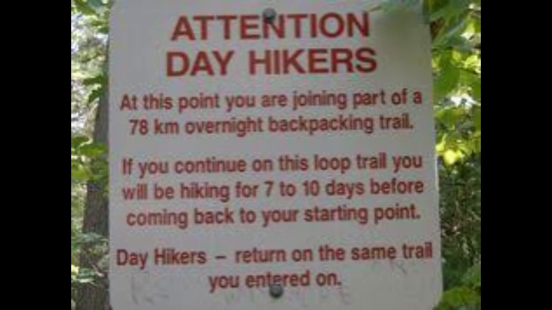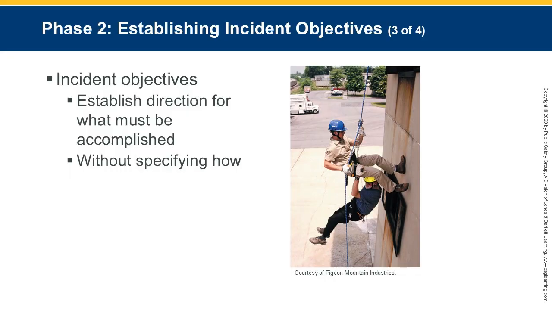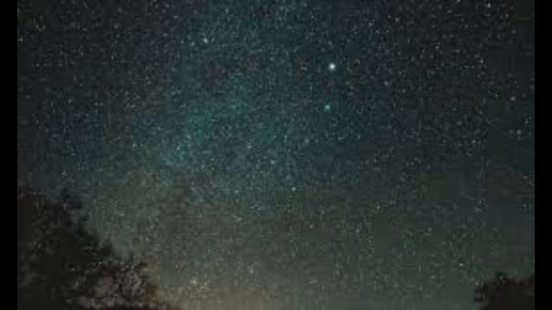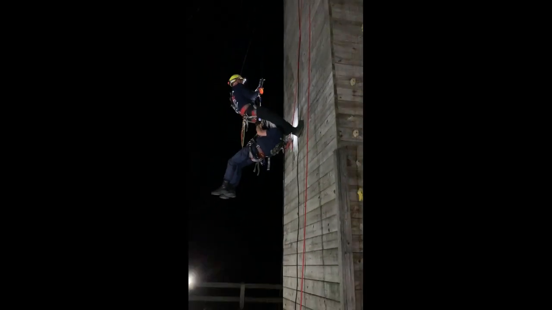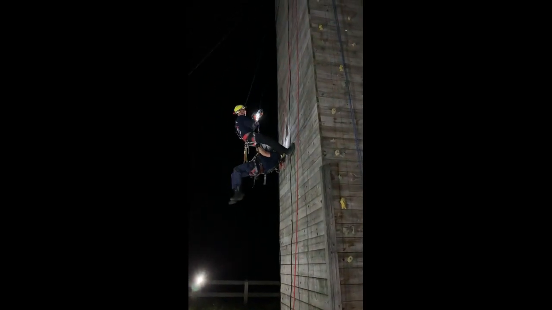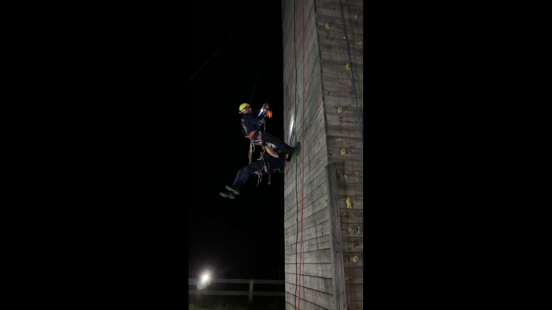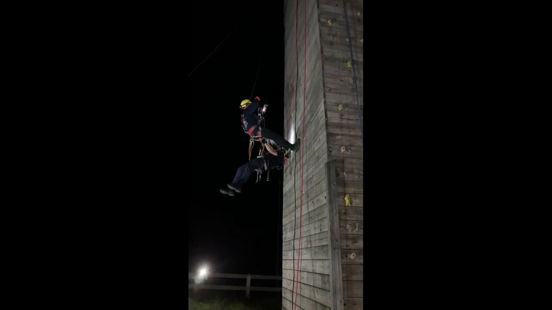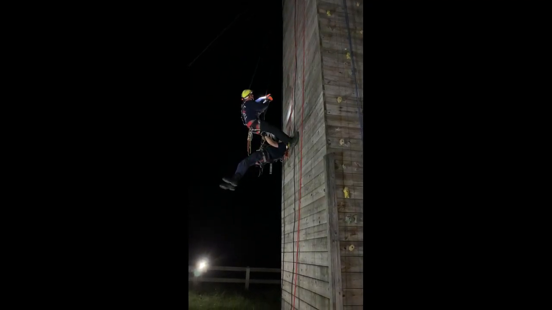Set the direction. Objectives tell your team what needs to be accomplished. They don't prescribe exactly how to do it. That comes later in your tactics. Think of objectives as a North Star guiding your actions. Big picture perspective. When objectives are clear, everyone on the team can see how their role fits into the overall mission. Even small tasks contribute to the bigger goal, keeping the operation coordinated and focused.